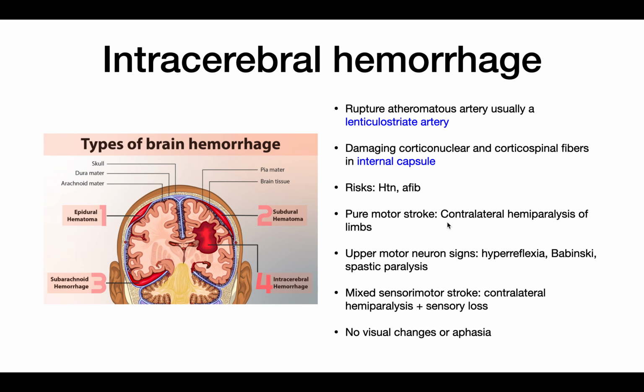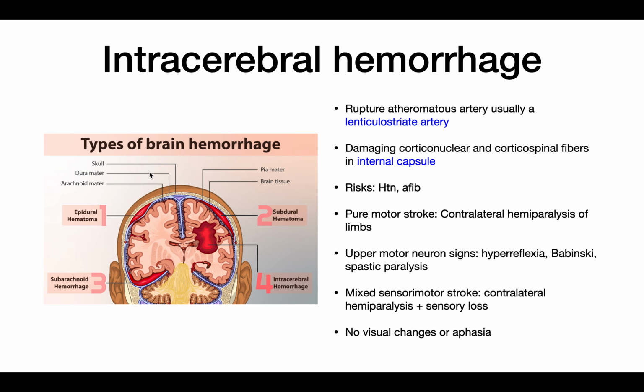The other type was the mixed sensorimotor stroke, which is going to be your hemiparalysis, along with some kind of sensory loss, whether it be pain or temperature. It depends on the level of the lesion or contusion. So it depends, right? But all of these are going to be characterized by a lack of visual changes or aphasia.